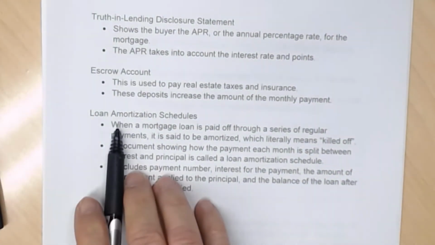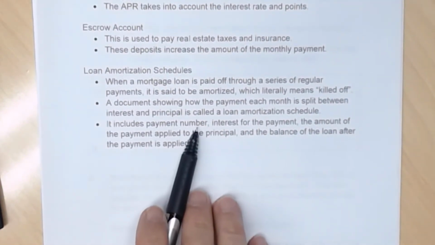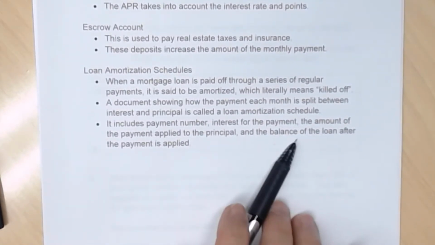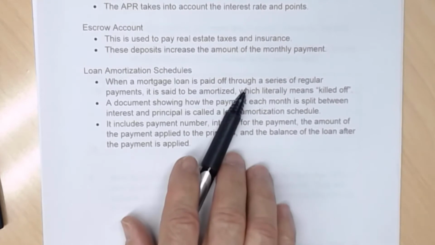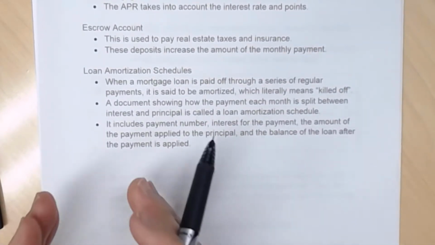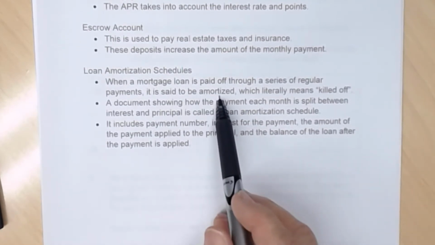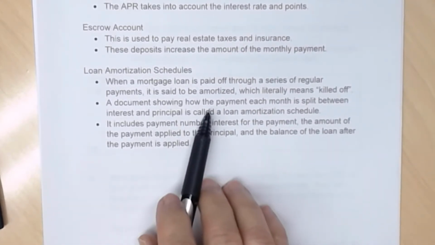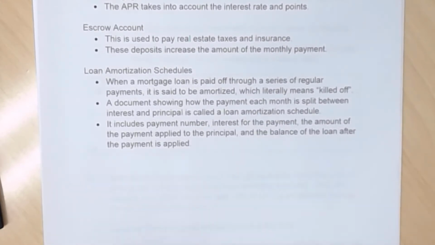The amortization schedule includes the payment number, the interest for the payment, the amount of the payment applied to the principal, and the balance of the loan after the payment is applied. Keep in mind that when a mortgage loan is paid off through a series of regular payments, just like a car, every month you're going to pay the same amount. Part goes towards interest, the rest goes towards principal. It is said to be amortized, which literally means killed off.